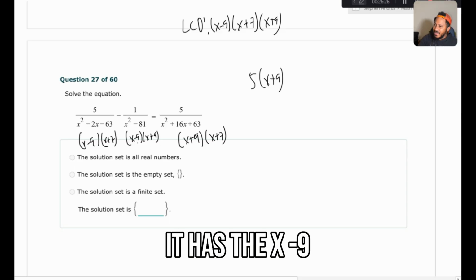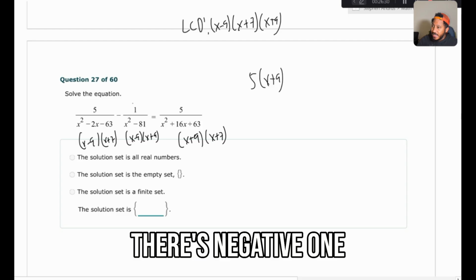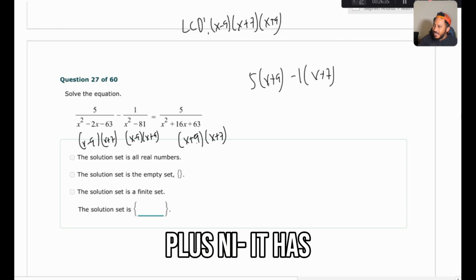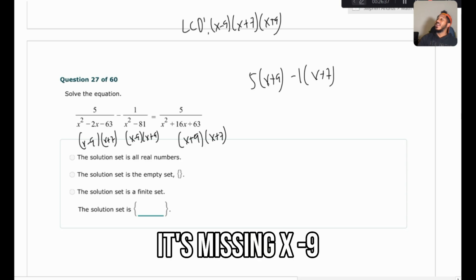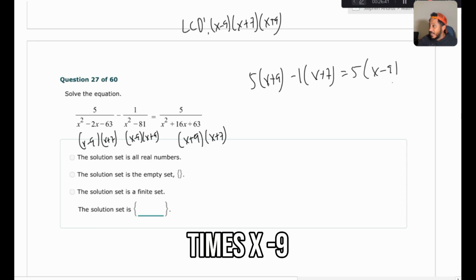Here, same thing. It has the x minus 9, x plus 9. It's missing the x plus 7. And so I'll multiply the numerator, this -1, times x plus 7. And here, same thing. It has the x plus 9, x plus 7. It's missing the x minus 9. So I'll multiply its numerator times x minus 9.